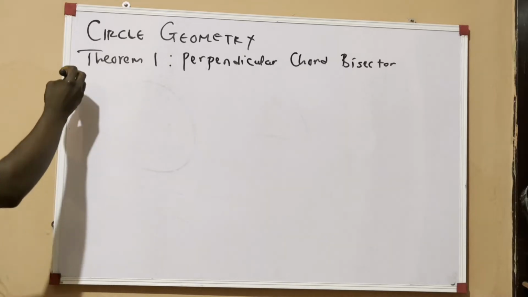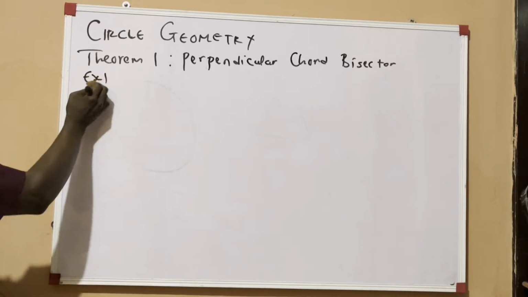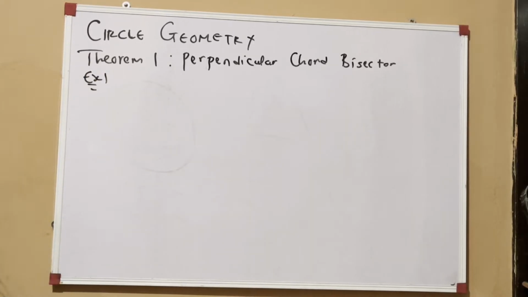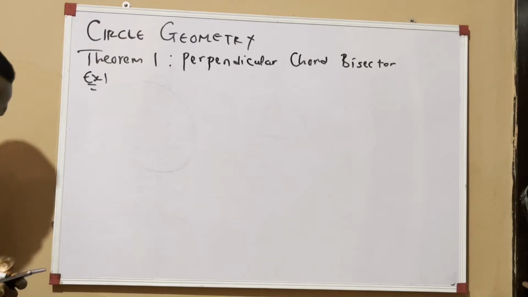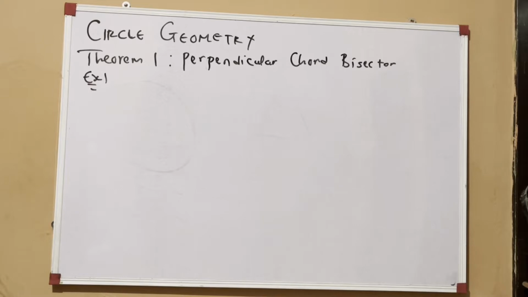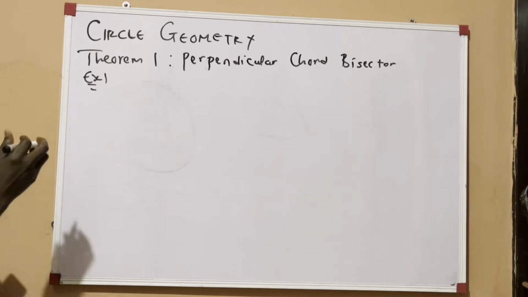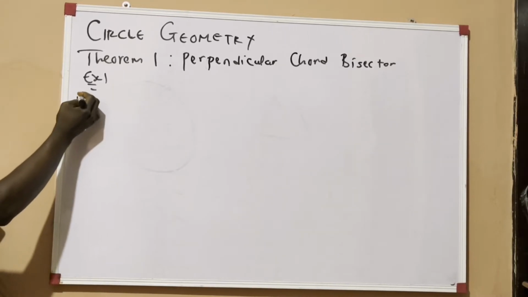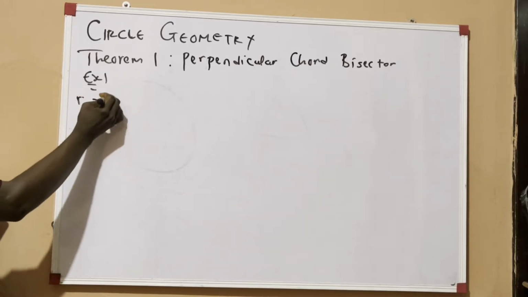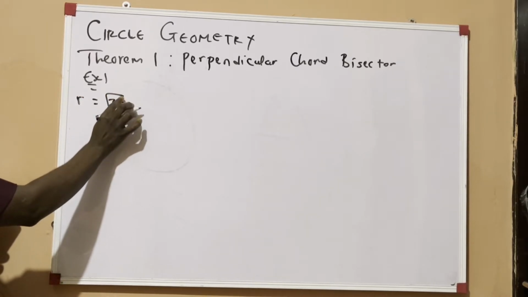Now, example number 1. Please make sure you pay attention so you understand what I am doing. Example number 1 says a chord of a circle radius √3 centimeter. So it means in this question our radius is √3 centimeter.